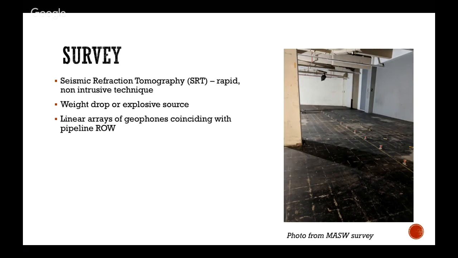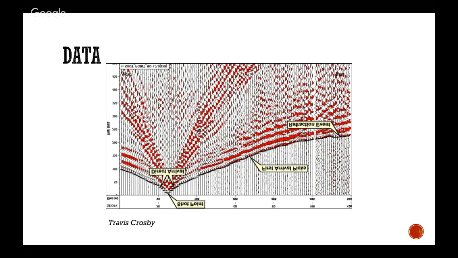The type of survey we'll do is a seismic refraction tomography. It basically uses a big weight or a large explosive source. It's set up, as you can see in the picture, as a big linear array with a bunch of different geophones. This is an example of the data we can get, with the arrival times on the vertical axis, and along the bottom it's the trace number, or the horizontal distance.